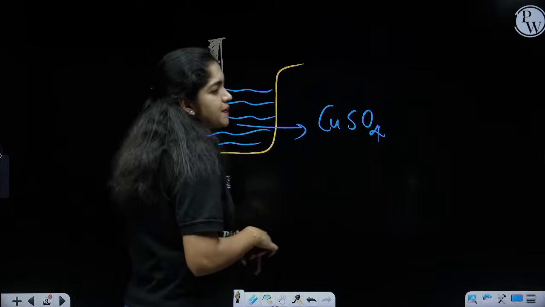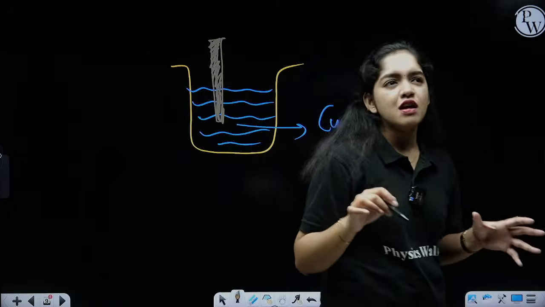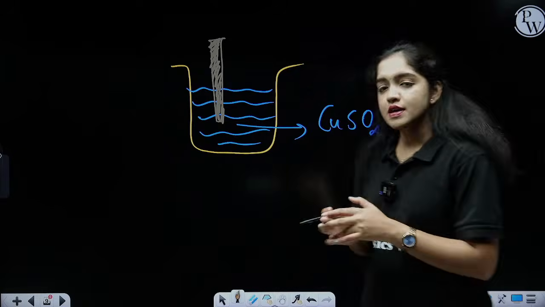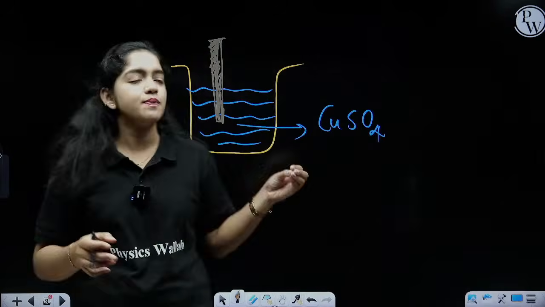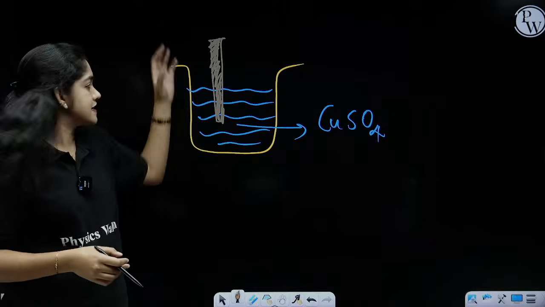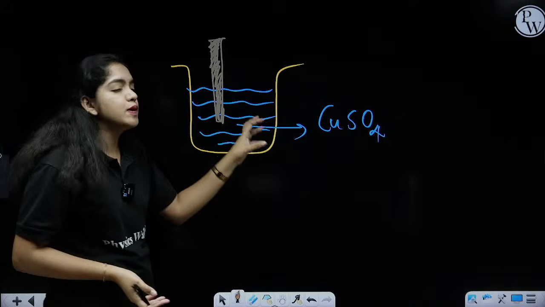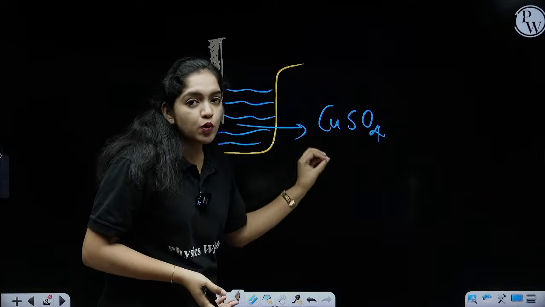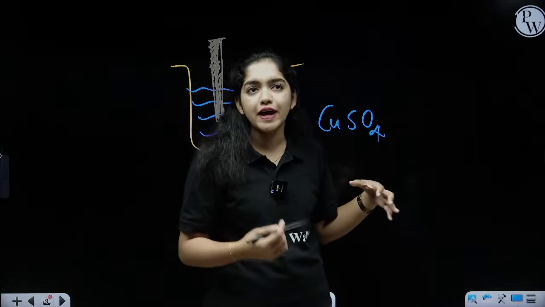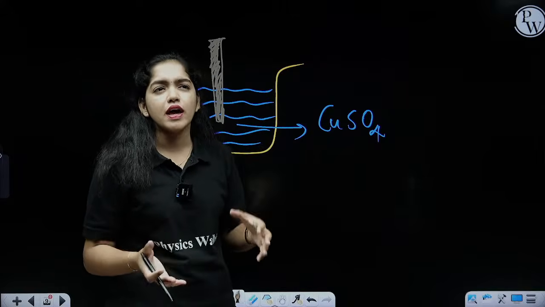What happens in the beaker? Can anyone tell? What is happening inside the beaker here? Copper sulfate is taken in a beaker and a piece of zinc metal, that is a zinc rod, is dipped in the beaker. After some time, what will happen? The blue color of the copper sulfate solution fades and changes. Why? What is the reason?